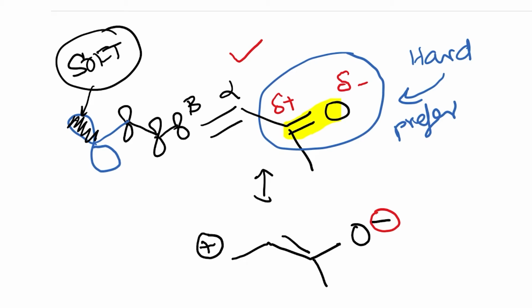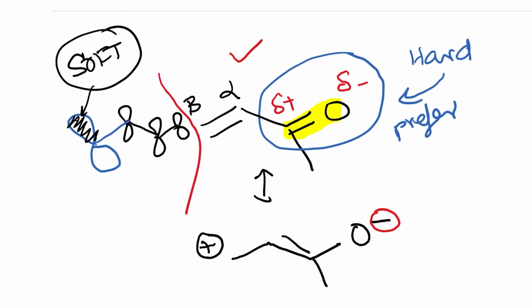So, to put this in perspective, when we consider an alpha beta unsaturated ketone, the reactivity of the alpha beta unsaturated ketone is dictated by how good or how hard the nucleophile is. A hard nucleophile typically prefers to react at the carbonyl position, whereas the soft nucleophile reacts at the beta position, which is the 1,4 addition that can occur.